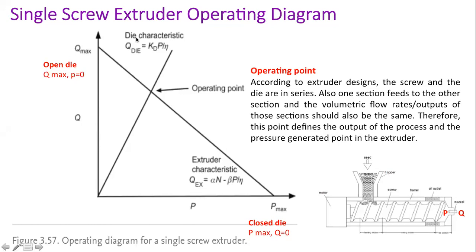There are some equations and mathematical calculations to identify the operating point. So you just remember there is a term called operating point. Pressure, Q, and die shape, all these things are important for operating point. Right? So today we have discussed very important things in extrusion.